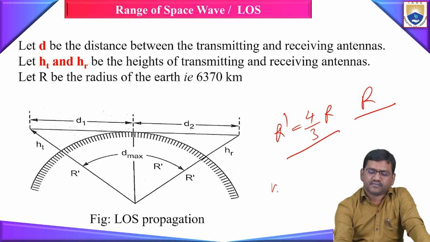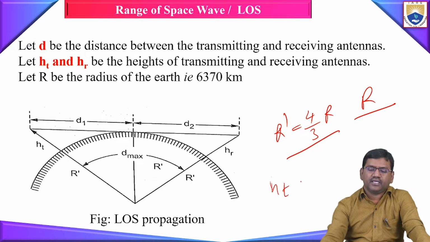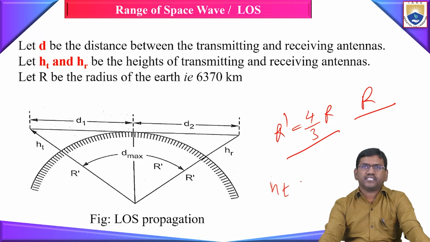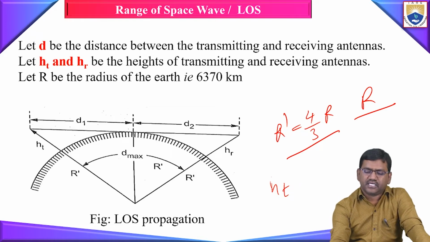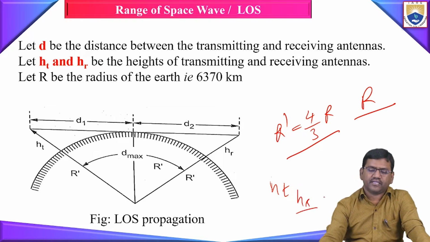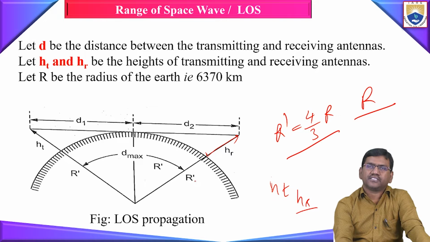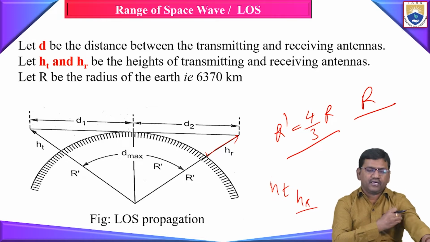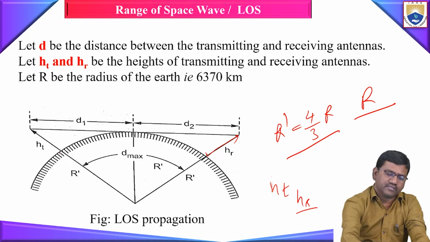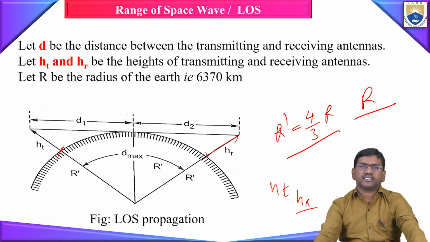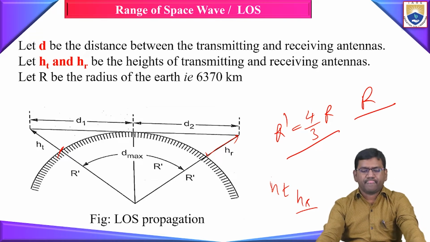Assume that HT represents the height of the transmitting antenna, and HR represents the height of the receiving antenna. HR is the height from here to here, the height of the receiving antenna, and HT from here to here is the height of the transmitting antenna.